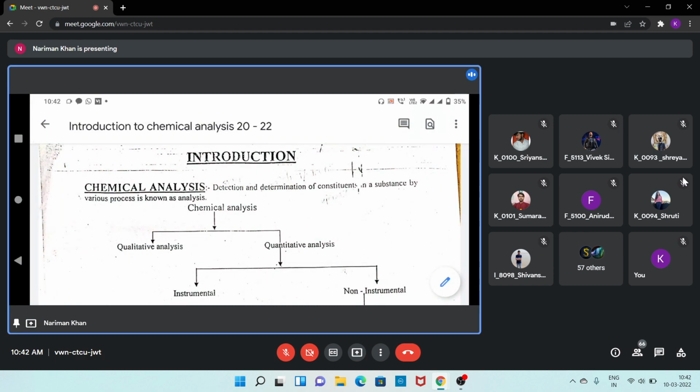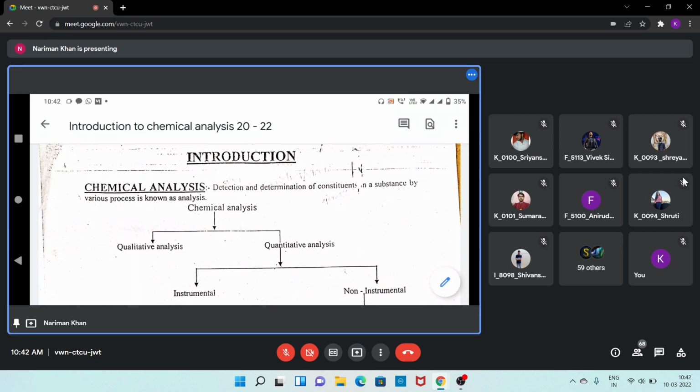Qualitative analysis, the name itself is giving you the answer. What is qualitative analysis? It determines and detects the quality of the constituents present in a substance. For example, inorganic salt analysis. In inorganic salt analysis, what do we do? We determine different cationic radicals and anionic radicals, acid radicals and basic radicals in the inorganic salt.